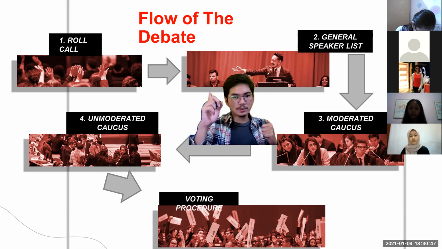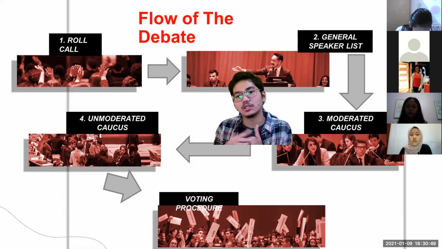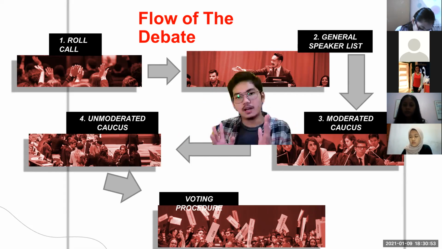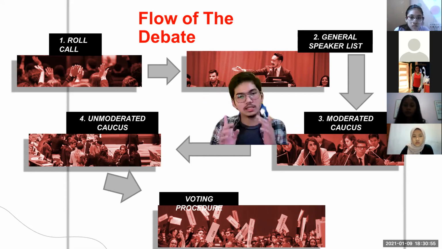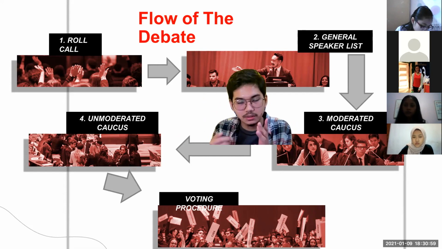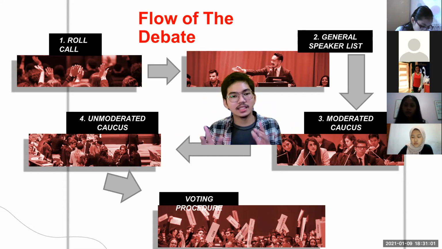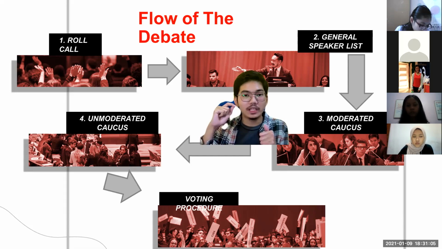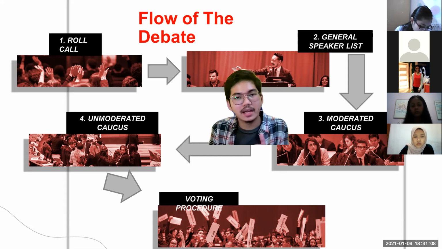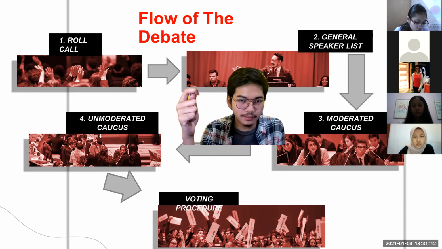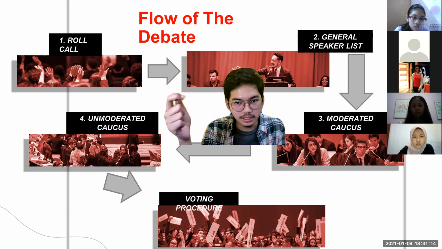Okay, so the general speakers list, or GSL. This is where you can talk about an issue in a general way, but you have to raise your placard for you to do so. That's the difference from the roll call. In the roll call, you don't need to raise a placard because you will be chosen automatically by the chair. In the general speakers list, you have to raise the placard to be chosen by the chair.